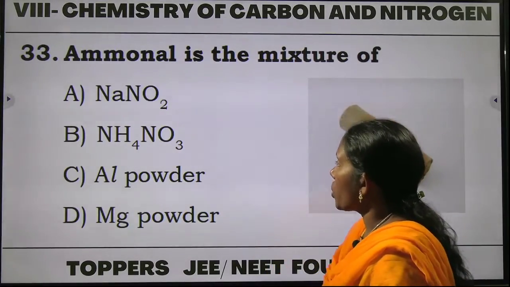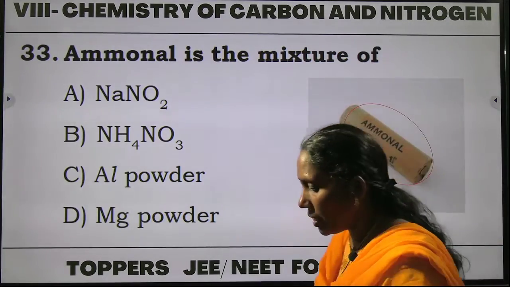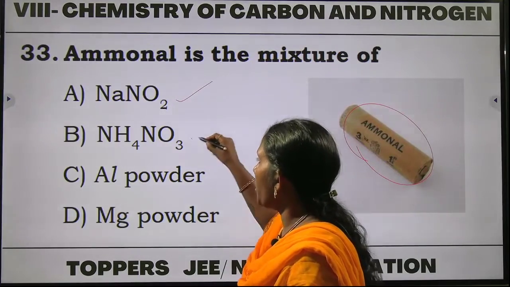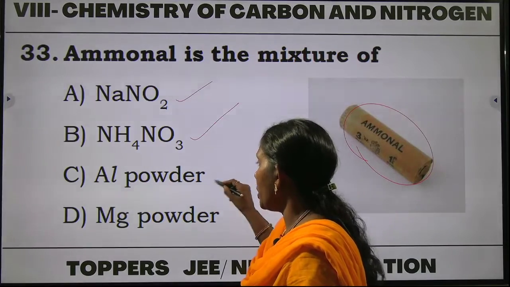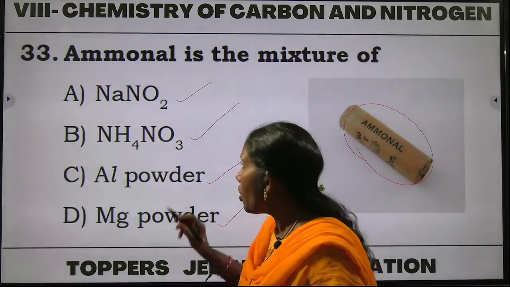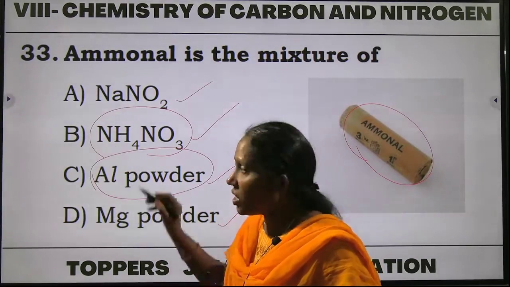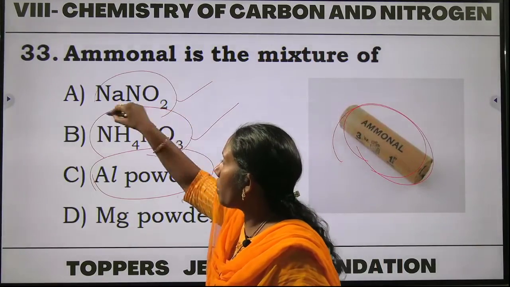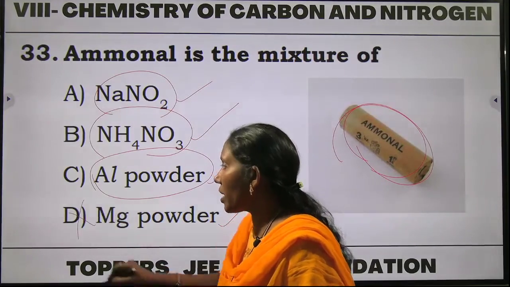Ammonal is the mixture of... the given options are NaNO2, ammonium nitrate, sodium nitrate, ammonium nitrate, aluminum powder and magnesium powder. Generally ammonal is the mixture of ammonium nitrate and aluminum powder. These two are used for the preparation of ammonal, not sodium nitrate. Ammonal is a mixture of ammonium nitrate and aluminum powder, not magnesium powder.